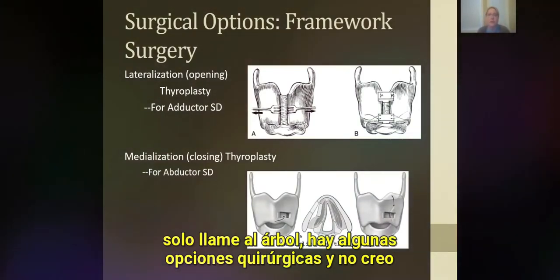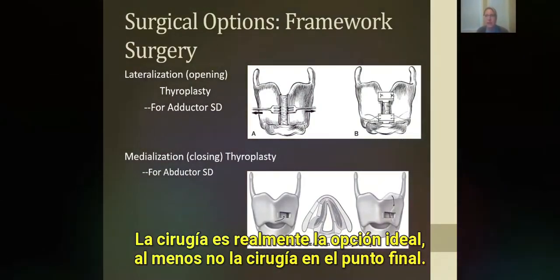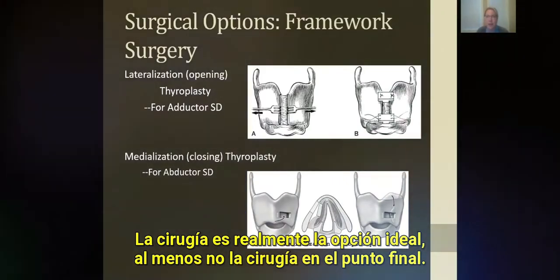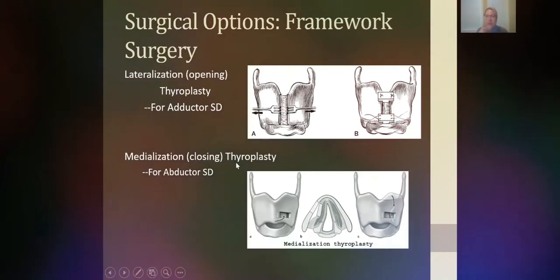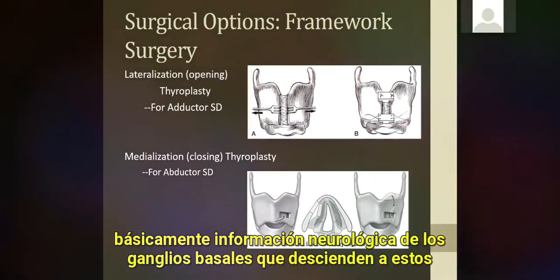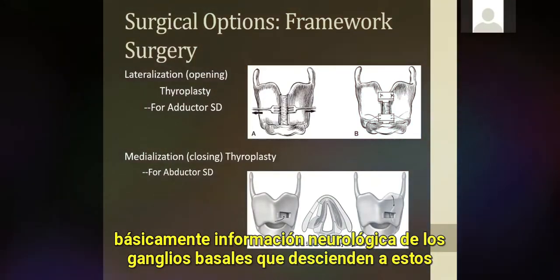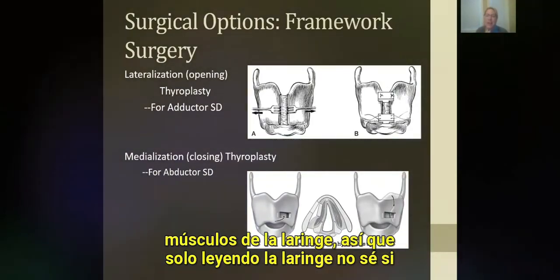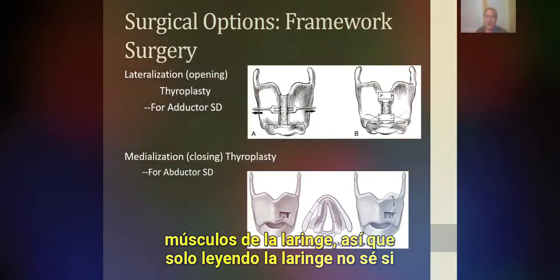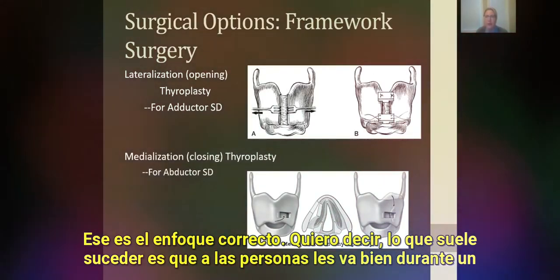So there are some surgical options. I don't think surgery is really the ideal option, at least not surgery at the end point, because we're talking about a neurologic condition here where we basically have neurologic input from the basal ganglia going down to these muscles of the voice box. And so just treating the voice box, I don't know if that's the right approach.